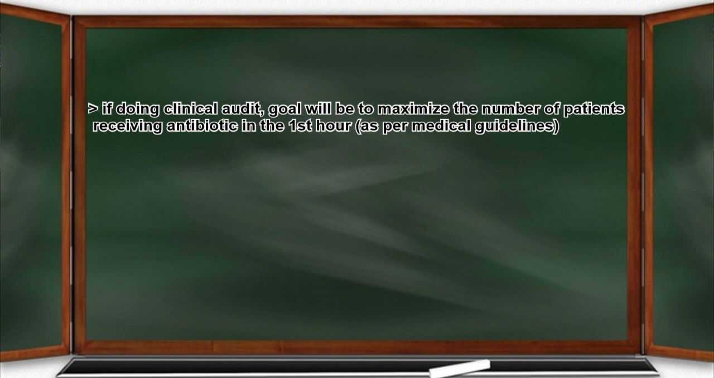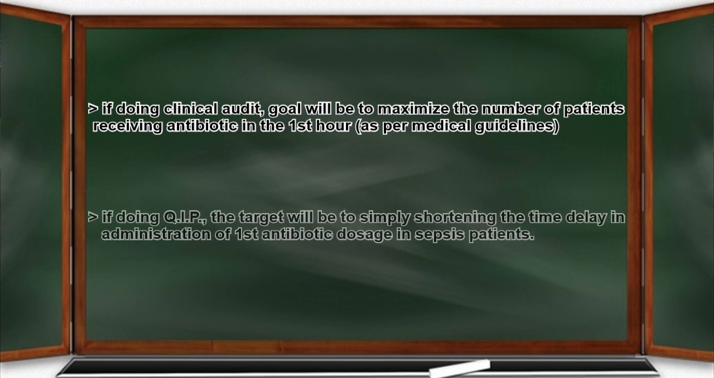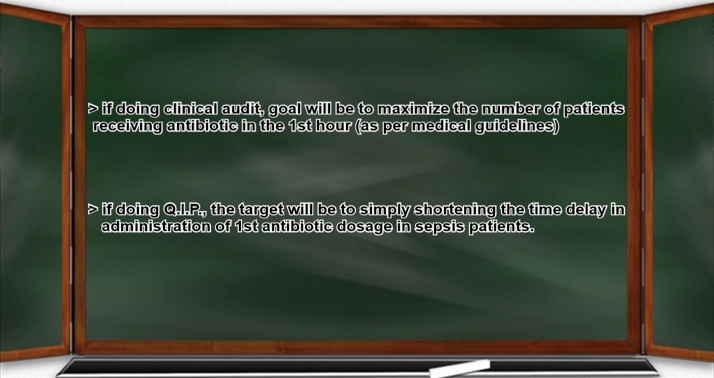Now, focus fully on the next few slides. If you are doing the clinical audit, your goal will be to maximize the percentage of patients who are receiving the first dosage of antibiotic within the first hour, which is the target set by medical guidelines in patients of sepsis or septic shock. On the other hand, if it were a quality improvement project, QIP, your sole goal will be to decrease the time delay of administration of antibiotics as compared to your initial observations in step 3.